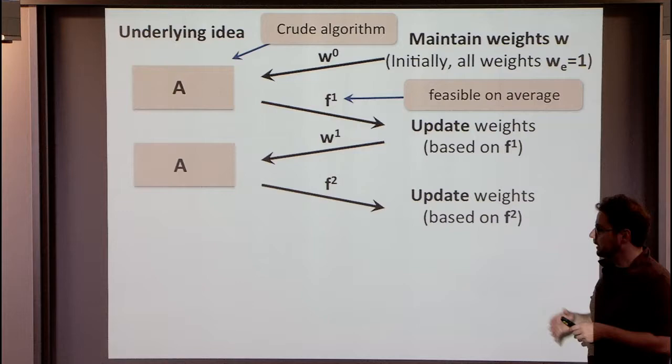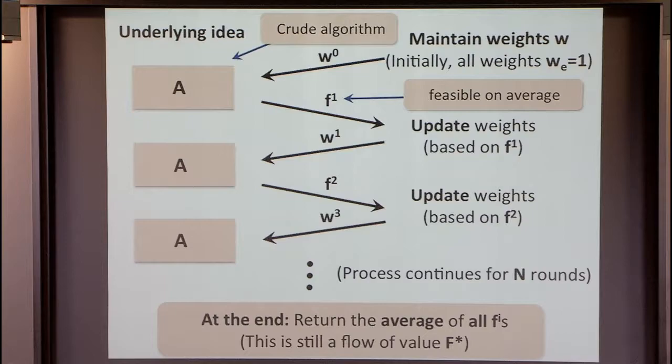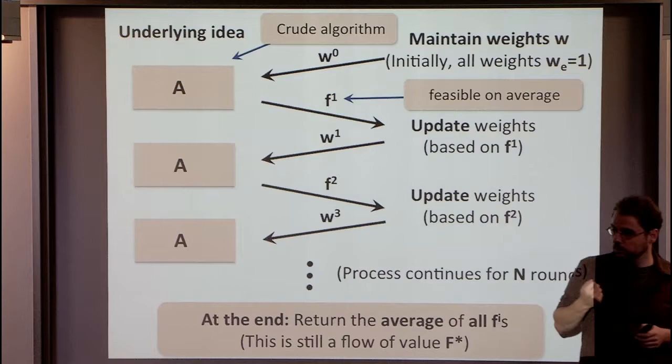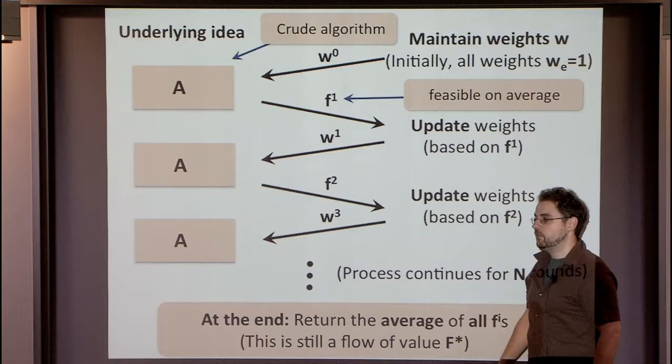Now, the way we will get our flow that is actually feasible, almost feasible everywhere, is we will take an average of all the flows that we have seen, that we were ever returned from this crude algorithm. So we will not look at any particular flow and return it. We actually will take the average of everything that we see. So that's the general outline.